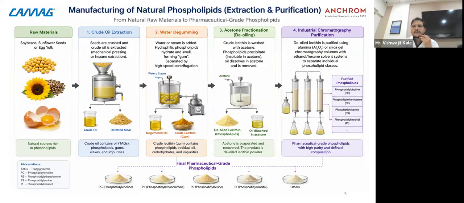And further, its purification is carried out by using different column chromatographies, long columns filled with aluminum oxide, etc. After purification, we get completely pure natural phospholipids. In that, PC, phosphatidylcholine, phosphatidylethanolamine, etc., are different types of phospholipids. As you can see on your screen, phospholipids are somewhat waxy and solid in state, nearly white to off-white in color.